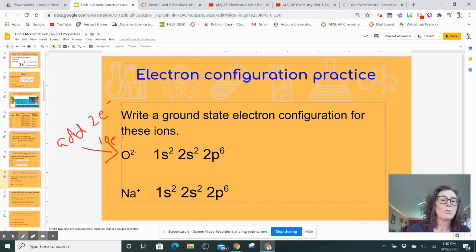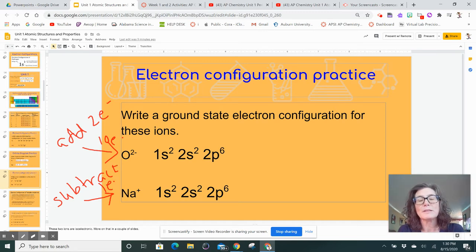Okay. With a positive charge, remember we are subtracting an electron, or taking an electron away. So that means instead of 11 electrons, it now has 10 electrons. Again, same configuration because it's 1s2, 2s2, 2p6. Start at the bottom, work your way up till you run out of electrons.